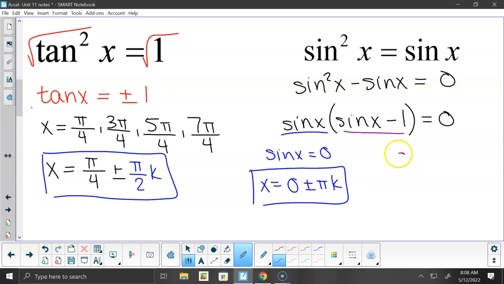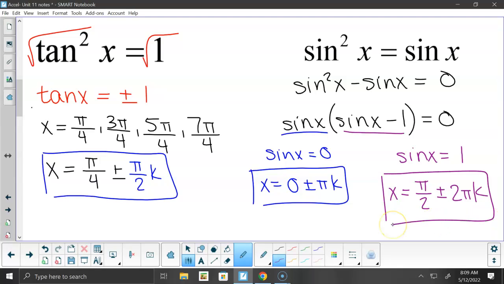This one, I've got sine of x equals 1. Where does sine of x equal 1? Yep, 90, which is pi over 2. Does it happen anywhere else on that unit circle? No. So when we write this, we're going to write it as pi over 2 plus or minus 2 pi k. Because you have to do an entire rotation on that unit circle just to get back to that answer.